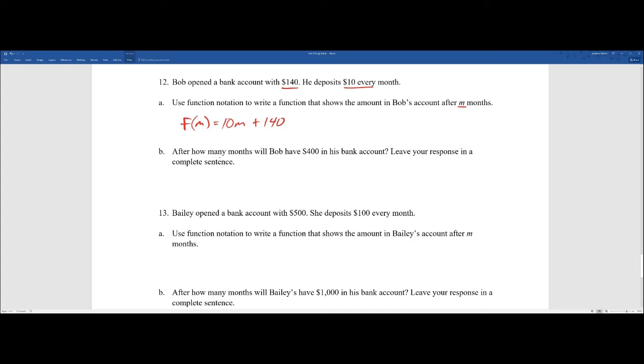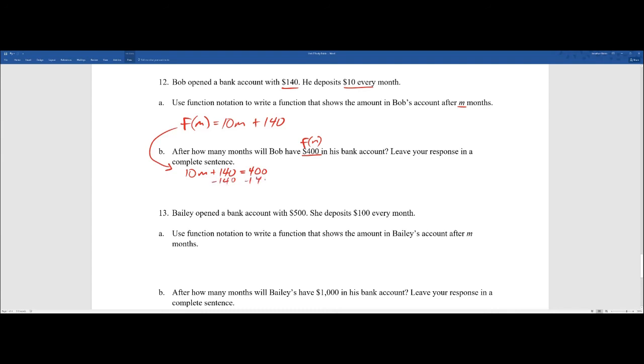Now, part B, how many months will Bob have $400 in his bank account? So we're going to use the same function from part A. So he's going to have, and this is really just f of m, that's his output. So we're going to have 10m plus the 140, that function equaling 400 bucks. So we're just going to solve for m.